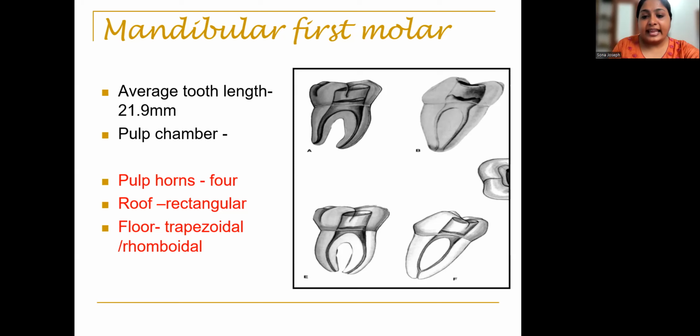In this picture, you can see A and E are the labial or buccal view, and B and F is the proximal view. There are 2 roots, namely mesial and distal, with 3 canals. Mostly, the mesial root will have 2 canals, mesiobuccal and mesiolingual. Now, there can be variations inside the mesial root. The mesiobuccal and mesiolingual can join into one and exit as one canal, or they can exist as 2 separate canals. In the F picture, you can see that the mesiobuccal and the mesiolingual are joining together to become one and exiting as one foramen, whereas in B, there are 2 separate canals.